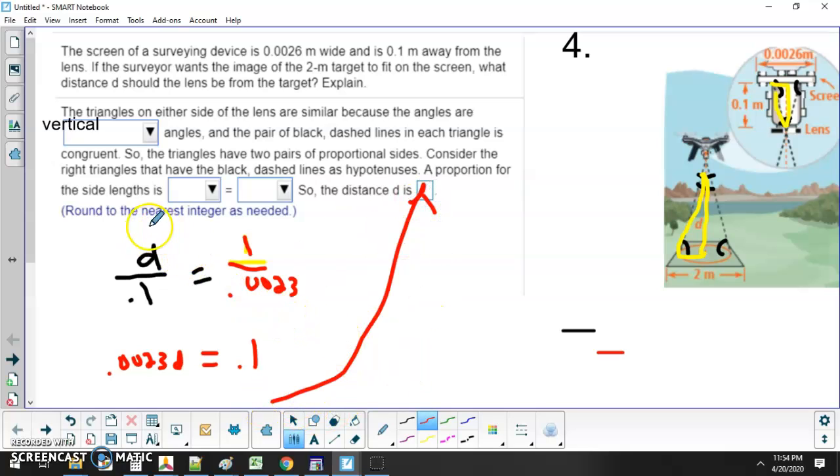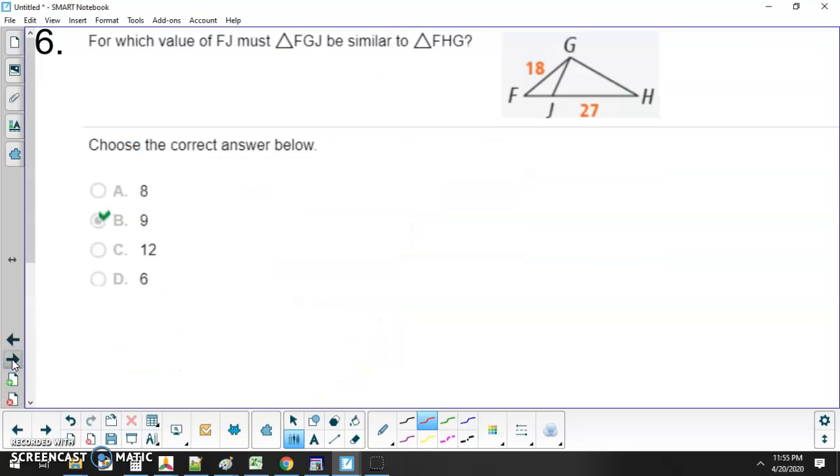You'll probably have to round it to the nearest integer, because I don't think it's going to end up being a pretty number. So let me just check it out real quick, what that is, 0.1 divided by 0.0023. So that's about 43 is what I got for this problem. Hope that helps. Let's look at this one, which is another tough problem.